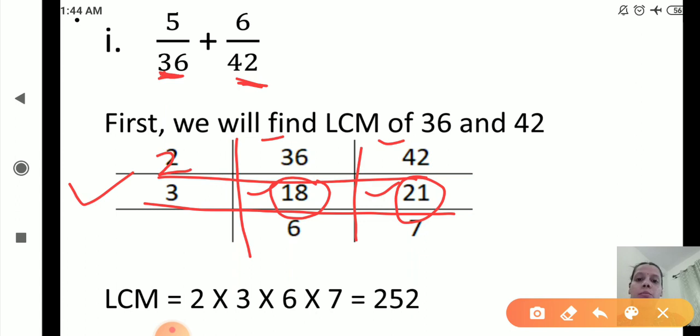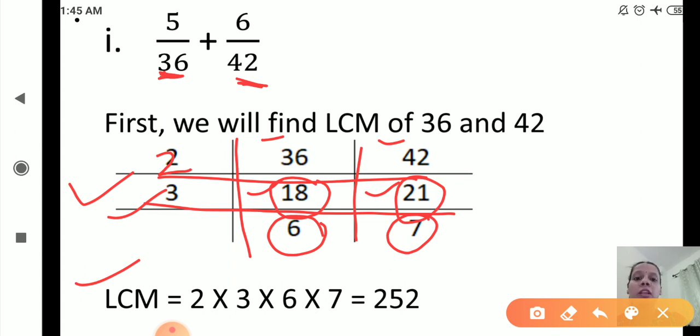Now 18 and 21 both the numbers are divisible by which number? Yes, both the numbers are divisible by 3. Okay, so 18 divided by 3 is 6 and 21 divided by 3 is 7. So here now we got 6 and 7. Now they are not further divisible by a single number, so we will stop here. Both the numbers are not divisible by any single number. So we will stop here, and now to find out LCM we will multiply all the factors.